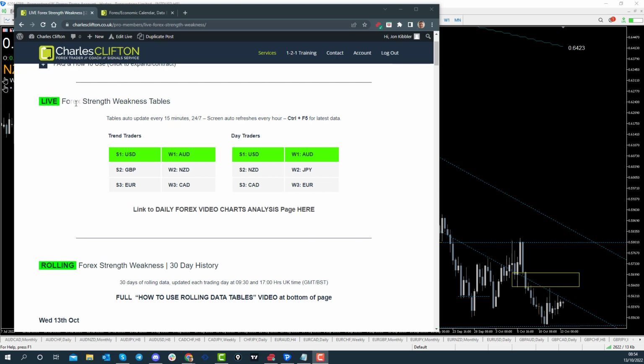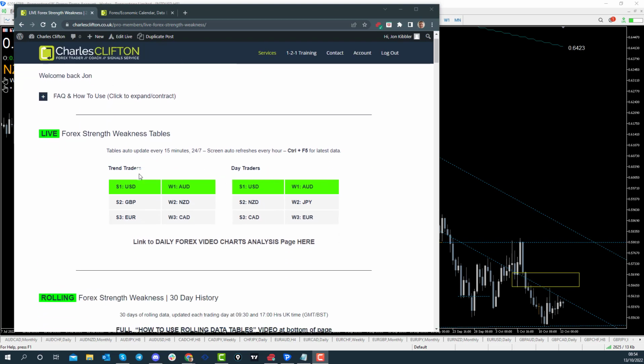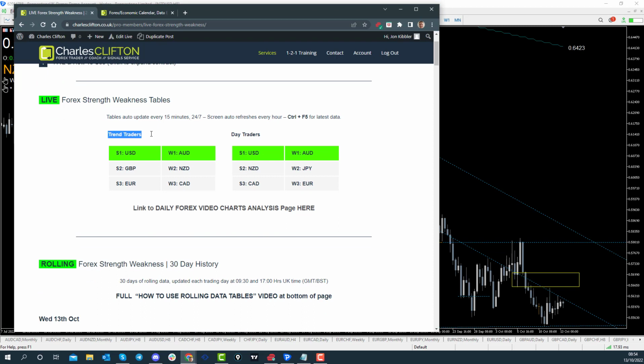So you can see in front of us we have the live Forex strength and weakness tables. We have two types of tables in front of you. You have the trend traders table and the day traders table. These are the same studies, just highlighting different time frames. So our trend traders is the higher time frame and the day traders is our lower time frame. You can see that some of the currencies here are highlighted in green. That means there is a confluence between the two trading time frames.